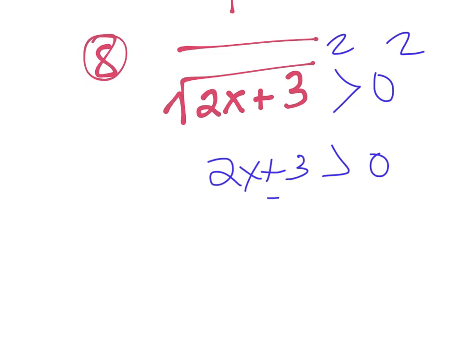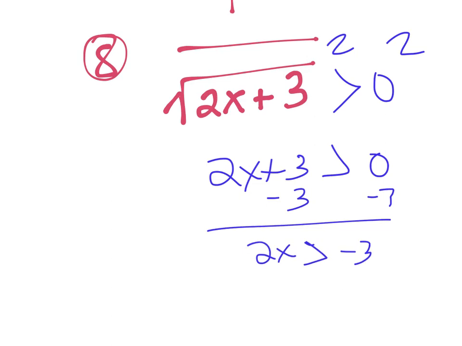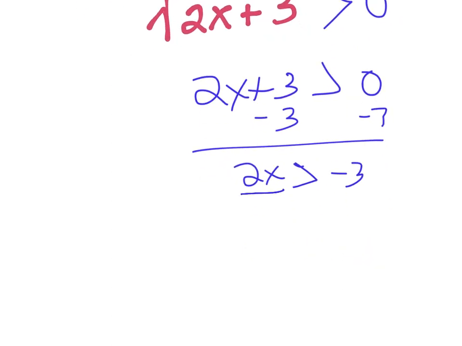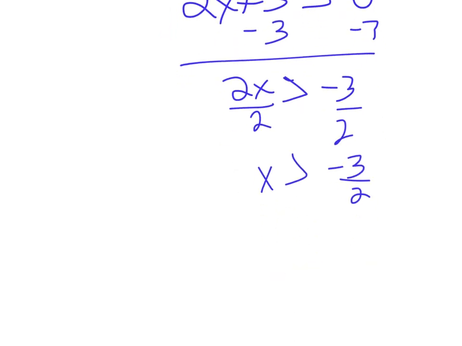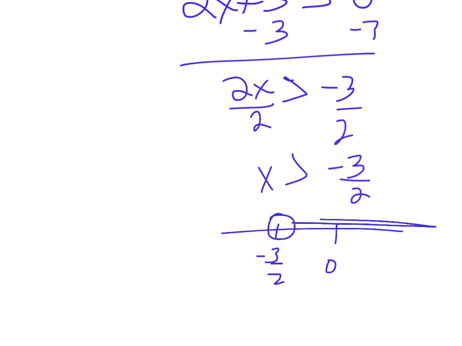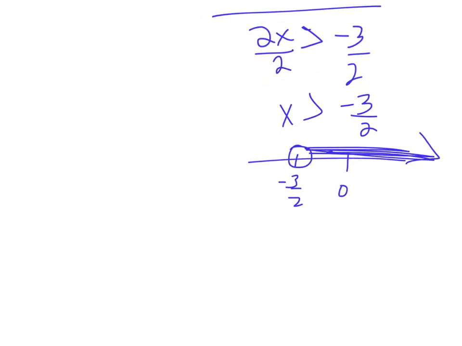Now what? Minus 3. 2x greater than negative 3. What? Divide by 2. So x has to be bigger than negative 3 over 2. Again, if interval notation is still hard for us, let's do a quick little graph. Negative 3 over 2 and 0. What kind of a dot do I have? Open. And where are the numbers bigger than negative 3 over 2? To the right. So interval notation, how would I write that?